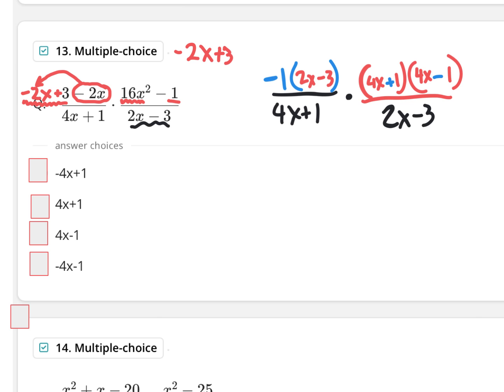Now I factored out a negative 1. If I pull out a negative from here, it's going to become positive. Pull out a negative from here, it's going to become negative. So I have a negative 1 on the outside. I have 2x minus 3 on the inside. And notice that now it's ready to cancel with that guy. So we have factored everything.